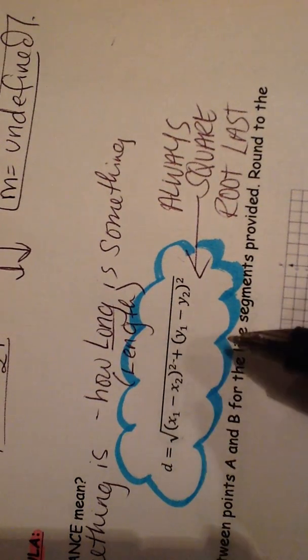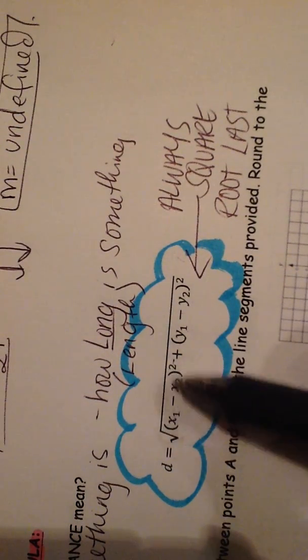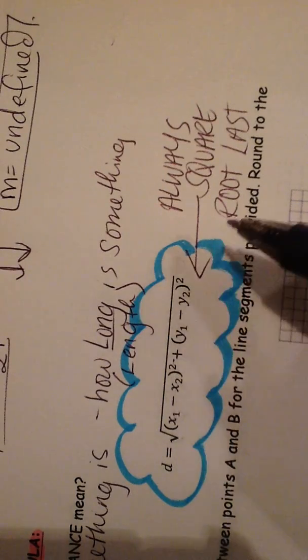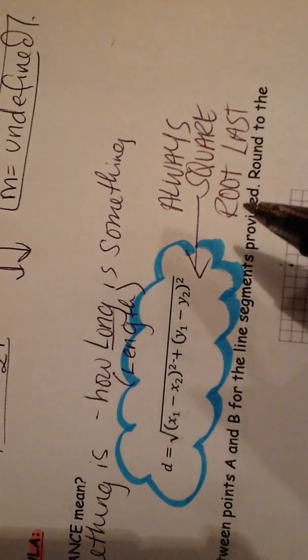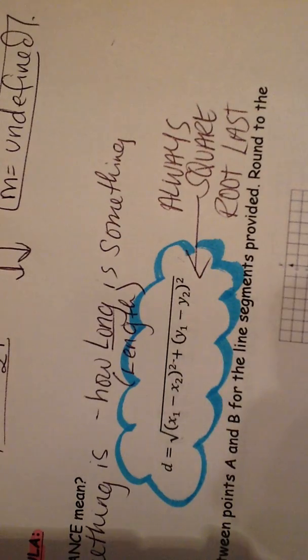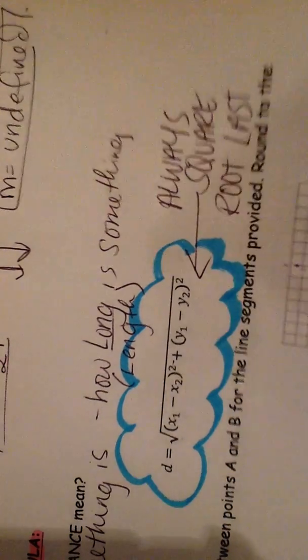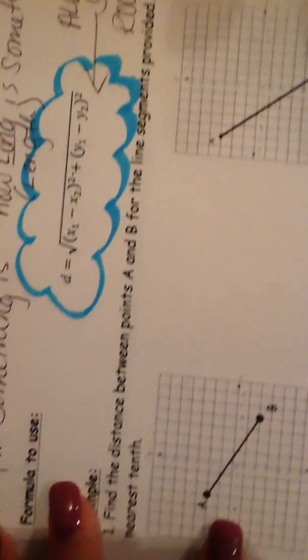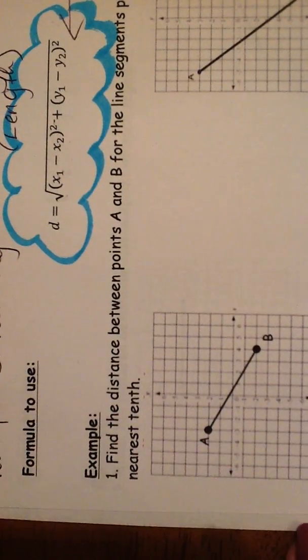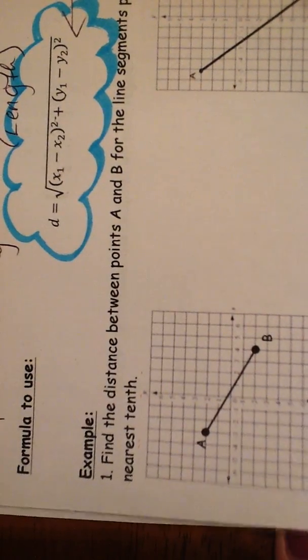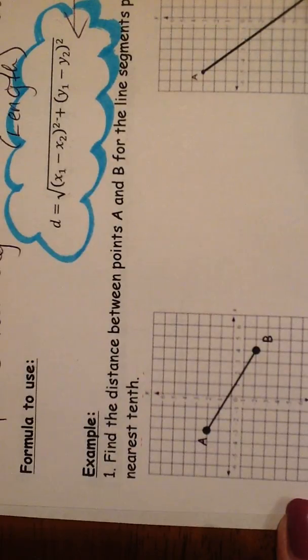Now again, with the slope formula, if you like doing x2 minus x1 and y2 minus y1, you can do that here too. It doesn't matter. All that matters is you're keeping it in the same order. Okay? So we're going to take this formula and look at the first example. It says find the distance between points A and B for the line segment provided. Round to the nearest tenth.